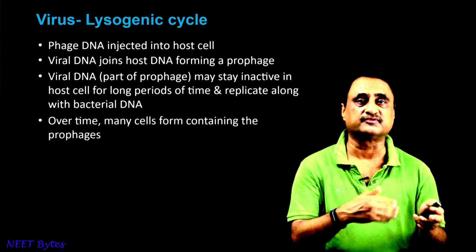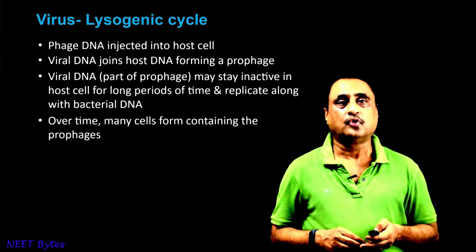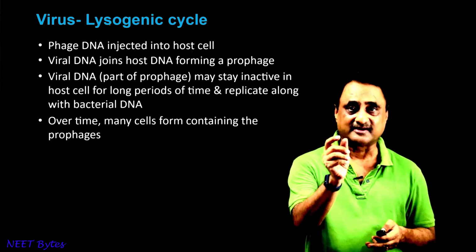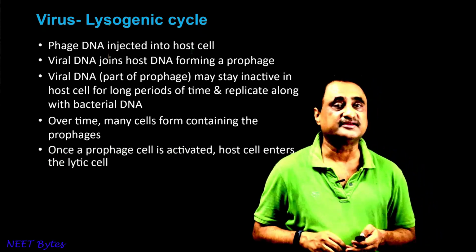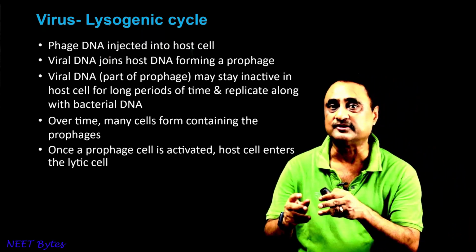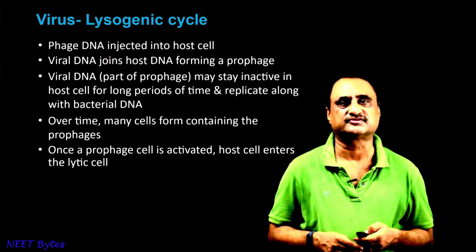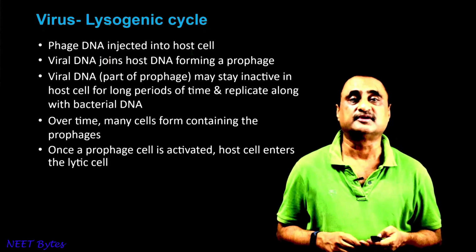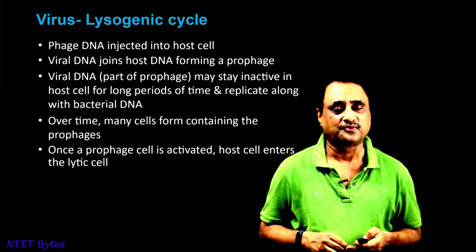And as I told you, along with the bacteria, they keep on replicating. So over a period of time, a large number of prophages, that means viral DNA, is going to be formed. And once a prophage is activated, the same host cell will enter into the lytic cycle, and it will follow the same thing we have seen in the previous cycle. So again, under the lytic cycle, the host cell is going to be destroyed. So this is all about the lysogenic cycle, right?